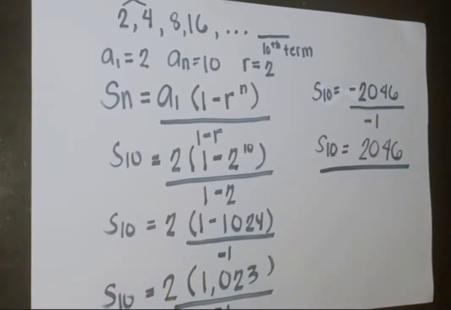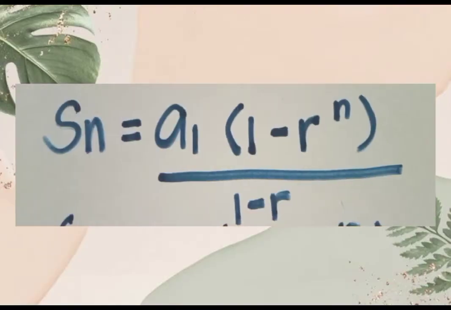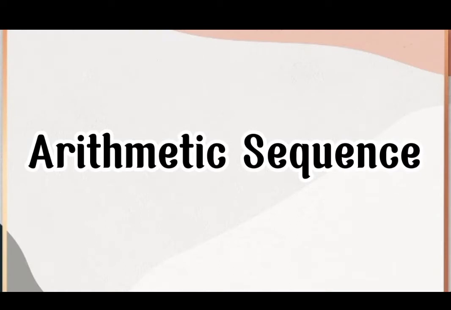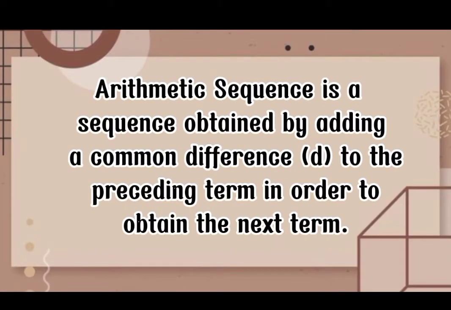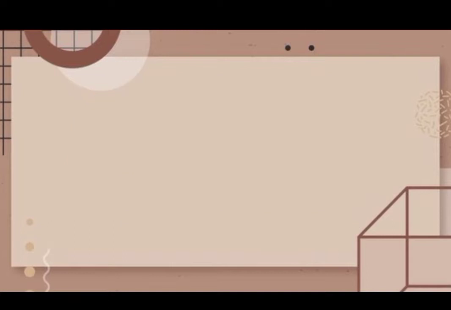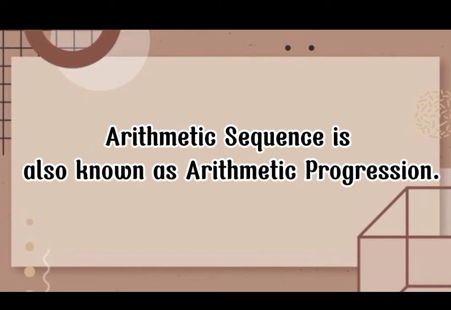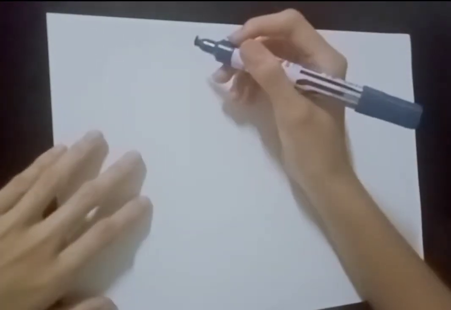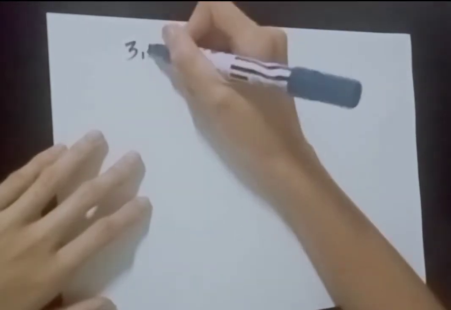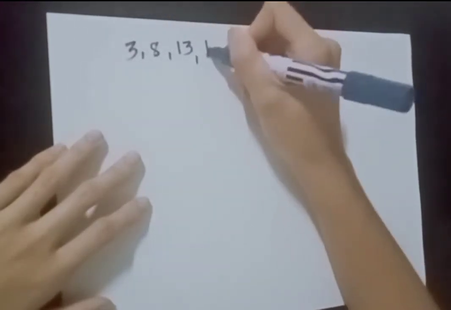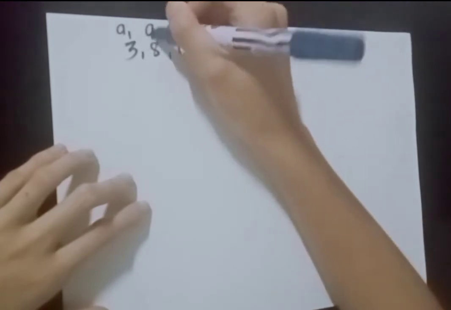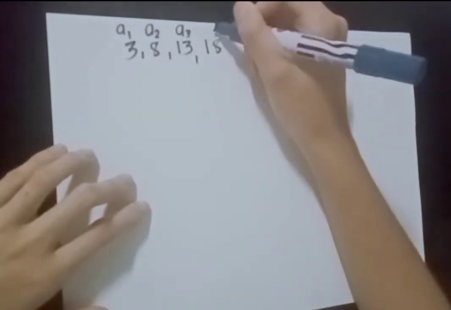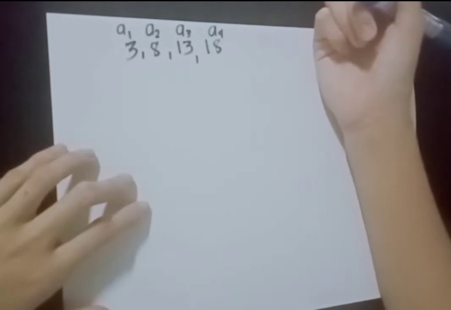So, in finding the sum of the first n terms, we will use this formula. Arithmetic sequence. An arithmetic sequence is a sequence obtained by adding a common difference d to the preceding term in order to obtain the next term. An arithmetic sequence is also known as an arithmetic progression. For example, we have here a pattern 3, 8, 13, and 18, wherein our a sub 1 is 3, a sub 2 is 8, a sub 3 is 13, and a sub 4 is 18.